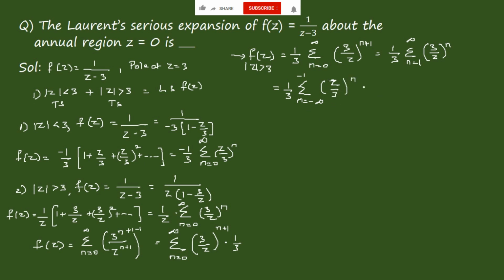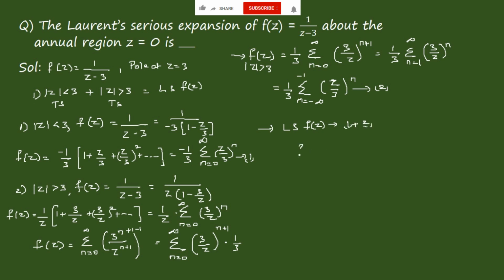Right. So this is an equation. We got it from the second one, and the other one is my first one. Now we have to find the Laurent series for f of z. So what we do is nothing but add 1 and 2. We are adding equations 1 and 2.